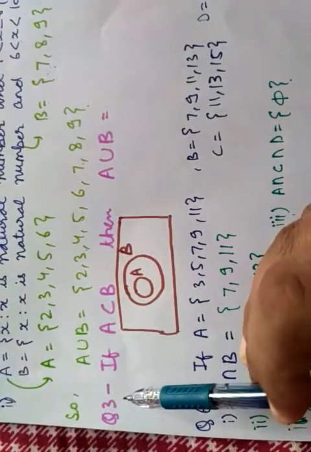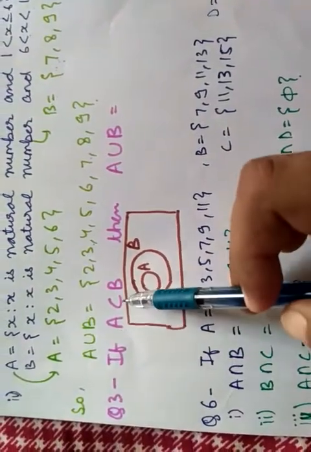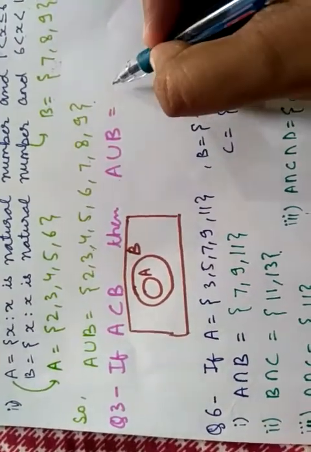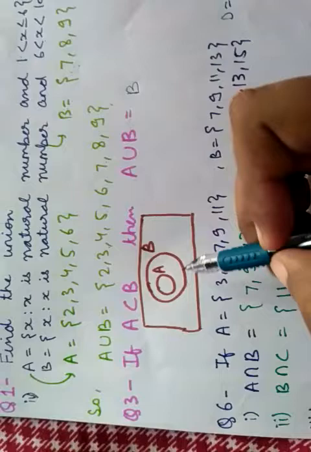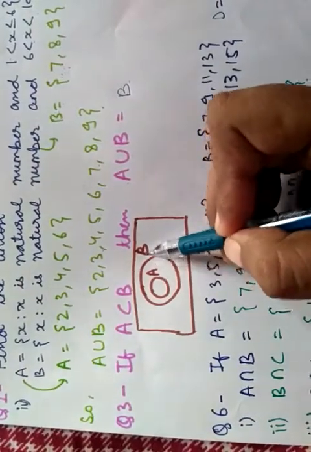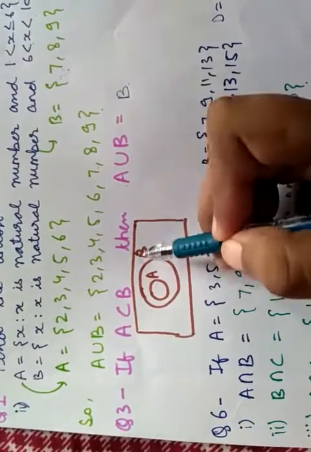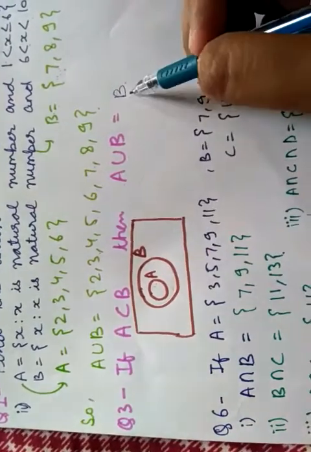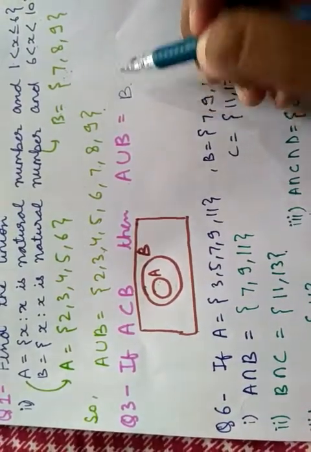Question number 3 from your book exercise: if A is a subset of B, then A union B will be what? Clearly you can see that B is this set and A is the smaller one. That is, A is a subset of B.